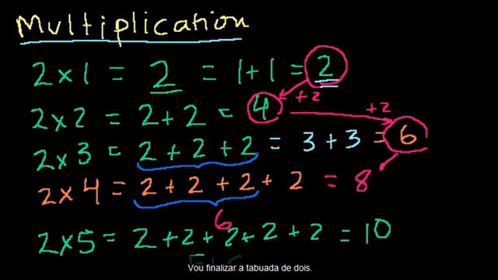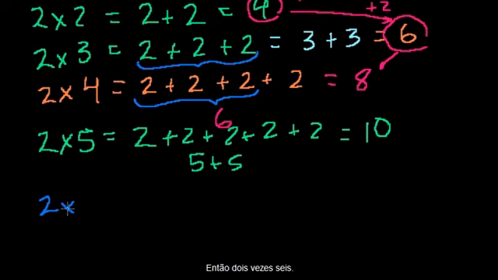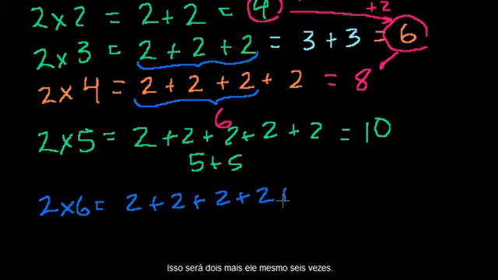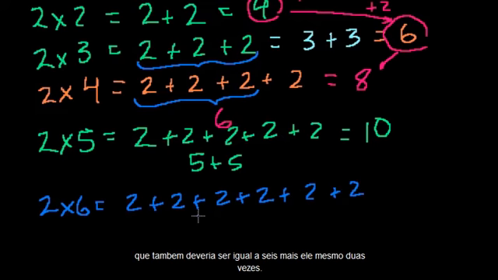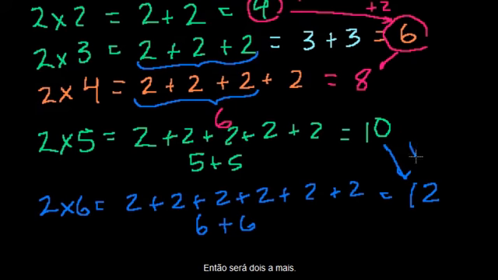Now I'll finish the 2 times tables, and I think you'll see all of the patterns that emerge from it. So 2 times 6 is going to be 2 plus itself 6 times. Let's see, 1, 2, 3, 4, 5, 6. Which should also be equal to 6 plus itself 2 times. This could be interpreted either way. And that's going to be equal to 12. Once again, 2 more than 2 times 5, because we're adding 2 to itself 1 more time. So it's going to be 2 more.